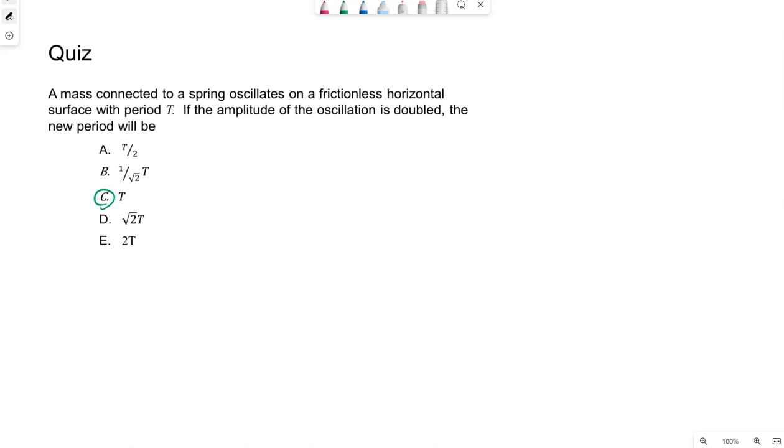So the correct answer is C. We know for a mass on a spring, omega is the square root of k over m. But again, omega is 2 pi f. f is 1 over T. So the period will be 2 pi over omega, which ends up being 2 pi times the square root of m over k. So in terms of determining the period of this system, it's the mass and the spring constant that determine the period. Amplitude does not determine the period.